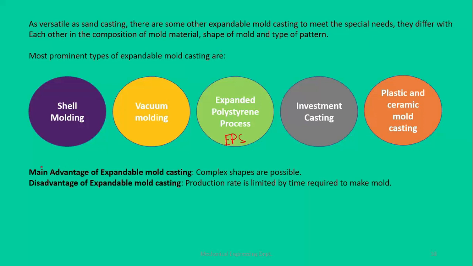The common advantages and disadvantages for all the expandable mold casting, as we have discussed before: because we can destroy the mold after each cast product, we can cast some complex shapes, because we don't require to keep the mold intact or save the mold. And the common disadvantage is that because we are making a mold every time, the production rate is slower compared to permanent mold casting.